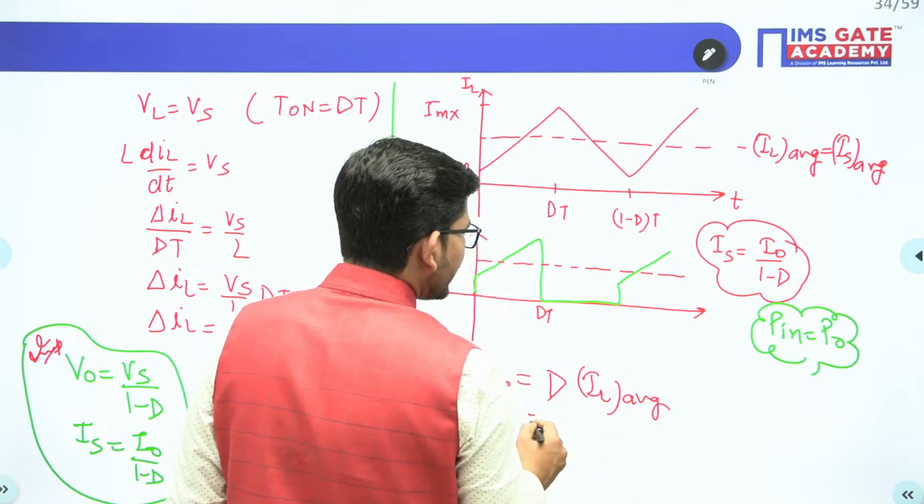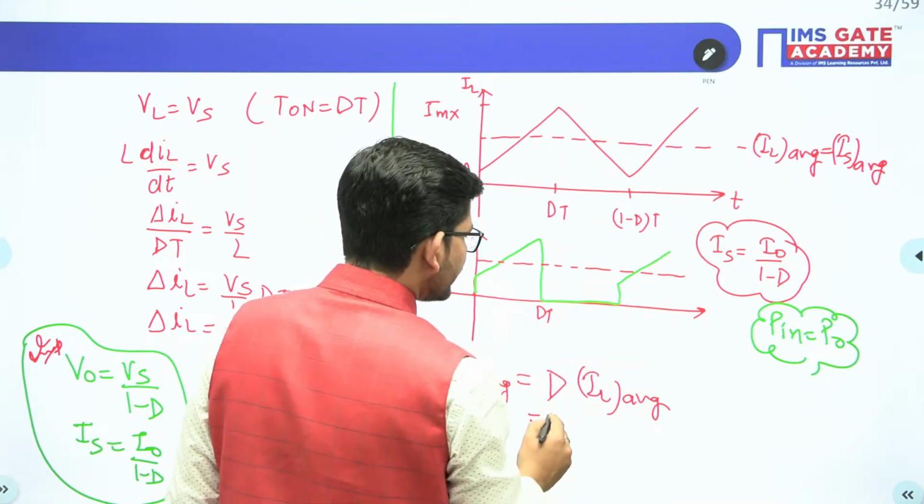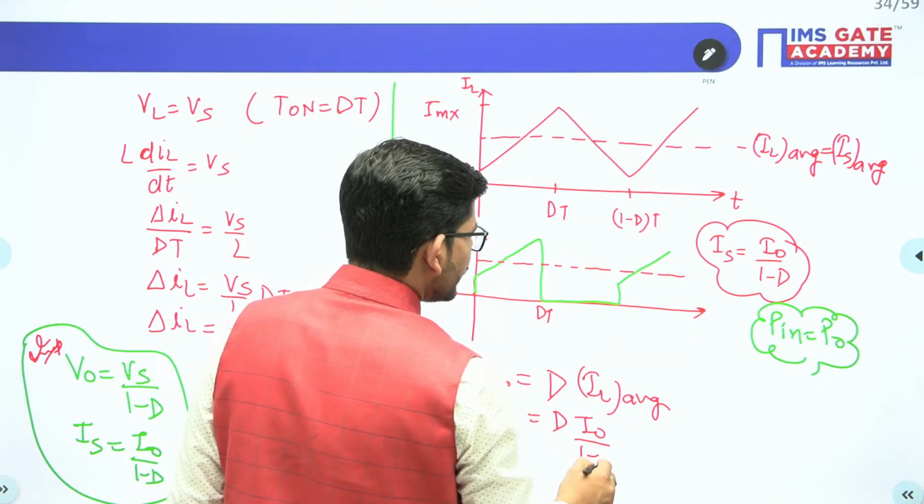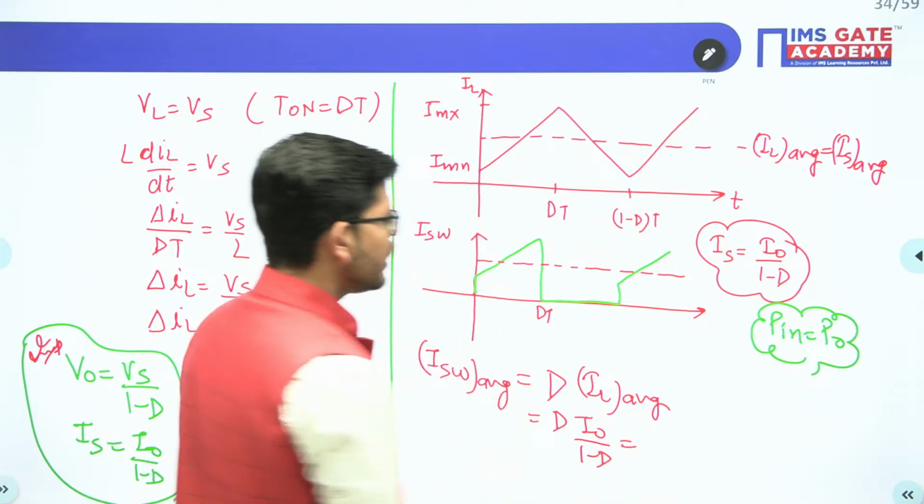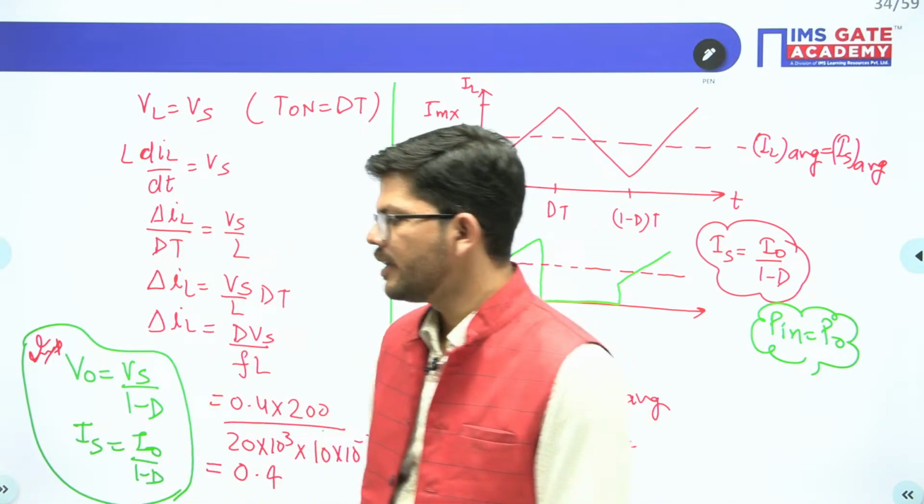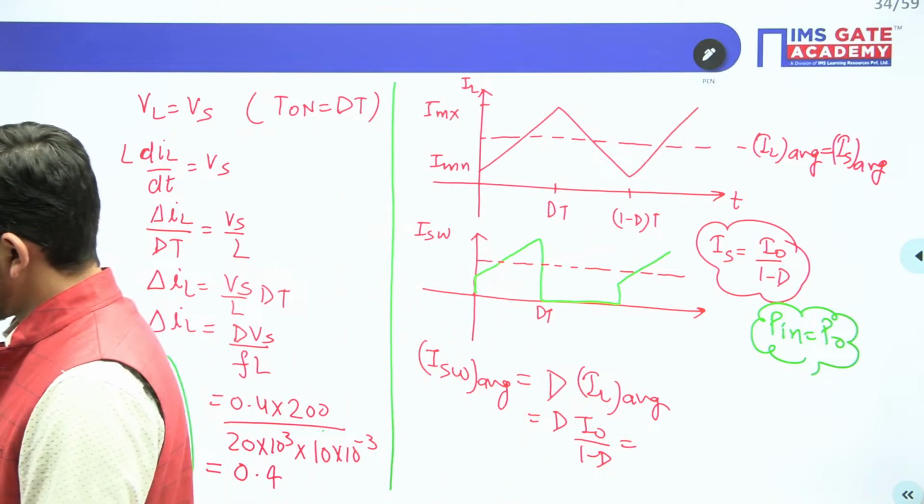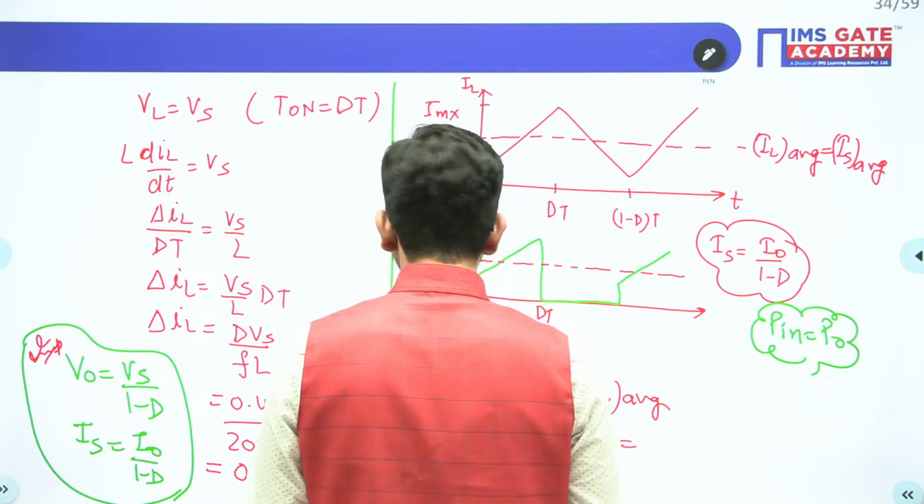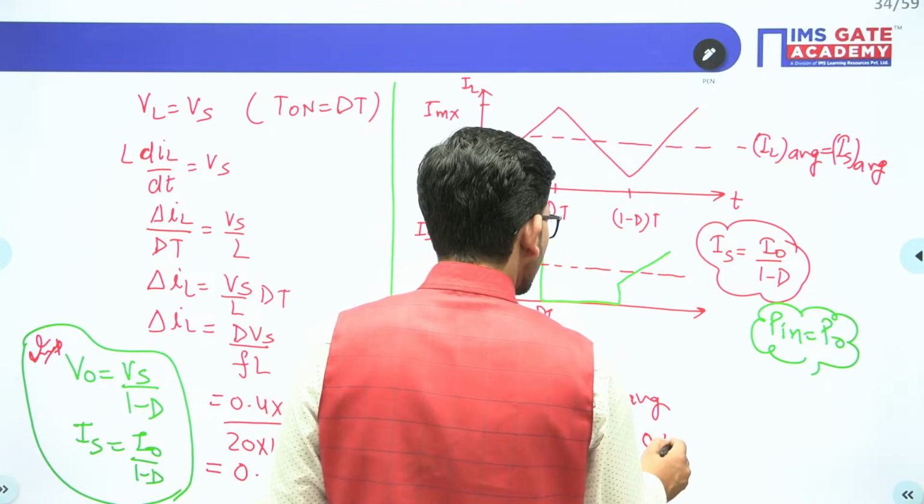And IL average current is what? The IL average current is I naught upon 1 minus D. So from here you can calculate the average switch current. It will be D into I naught upon 1 minus D. So put the values here. What is the value of D? D value is 0.4.